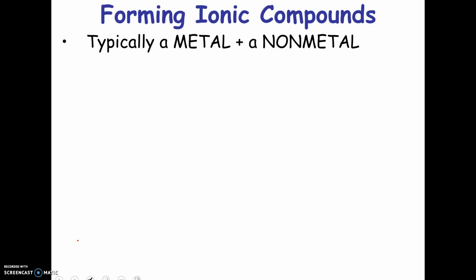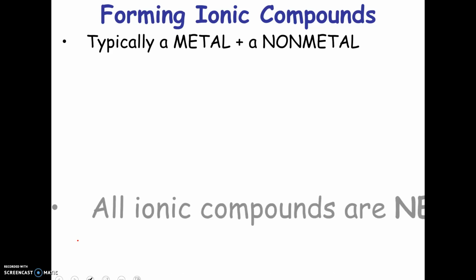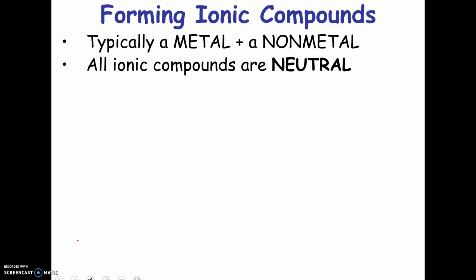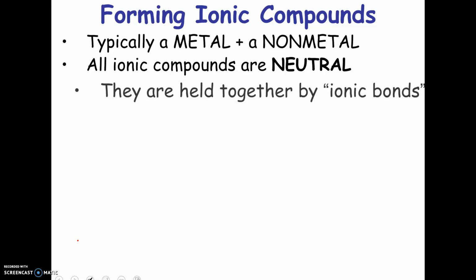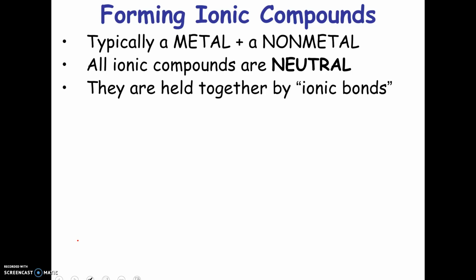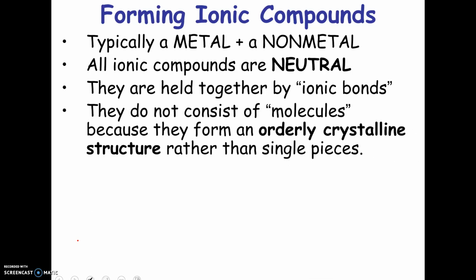In fact, it's usually two nonmetals, and their electronegativities are very similar. Neither one really wants to take electrons from the other in a strong enough way, and so they end up sharing instead. All ionic compounds are neutral. In other words, the overall ionic compound doesn't have a charge. Even though it's made of ions, the charges on the ions have to cancel out. The bonds holding them together are called ionic bonds.